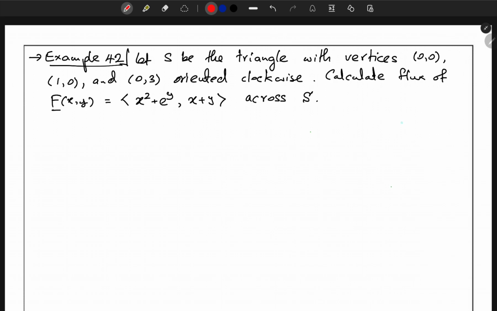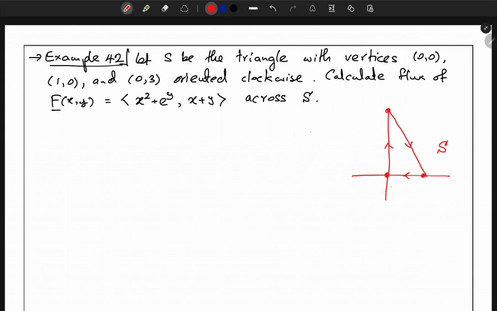So let me draw the picture. (0,0), (1,0) and (0,3). So we are interested in this triangle oriented clockwise. So the direction is clockwise. The goal is to calculate the flux of this field across S. So S is the triangle.